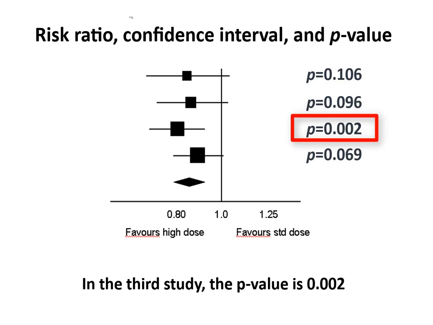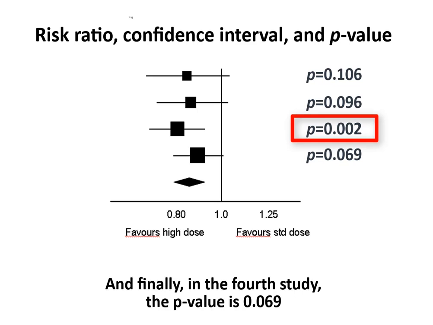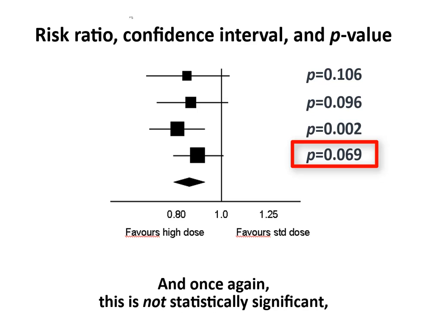In the third study, the p-value is 0.002. This is statistically significant. And finally, in the fourth study, the p-value is 0.069, and once again, this is not statistically significant.